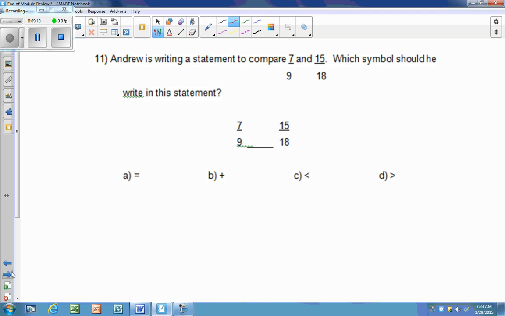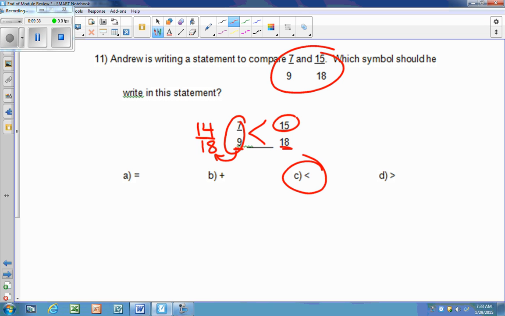Next, Andrew's writing a statement to compare these two numbers. What symbol goes in there? Well, I see that I have 18 and I have 9, so if I change this to something out of 18, 9 times 2 is 18, 7 times 2 is 14. Now I can compare them, they both are out of 18. 15 is bigger, so I know my bigger side needs to go there, so my answer is C.